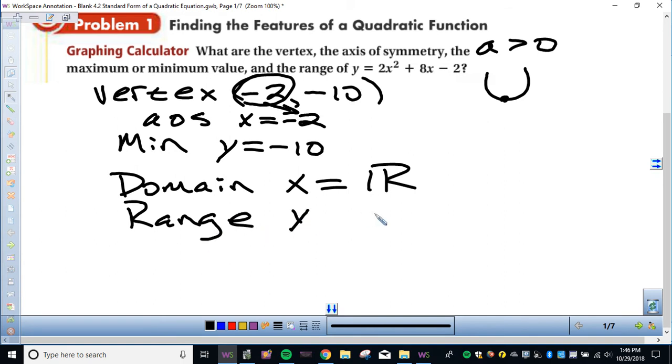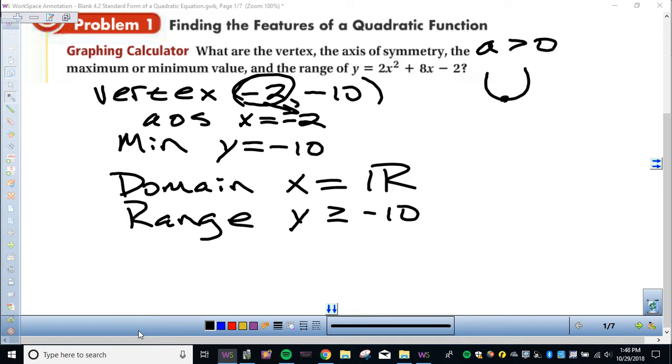So y and -10, is it less or greater? Are the y values bigger or smaller than this dot right here? Y values increase, so greater than or equal to. So that's how you solve this on the graphing calculator. Don't make it any harder than that.